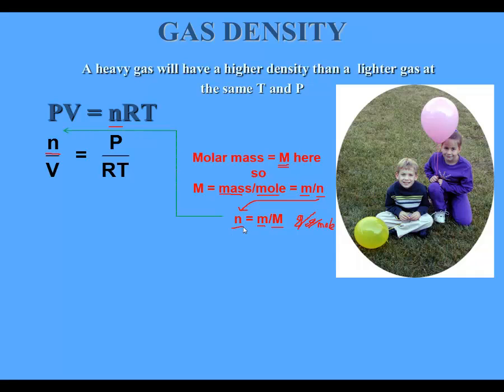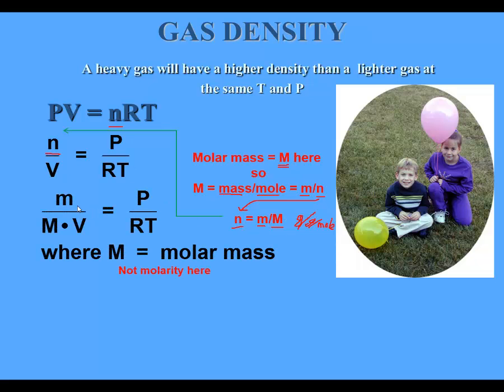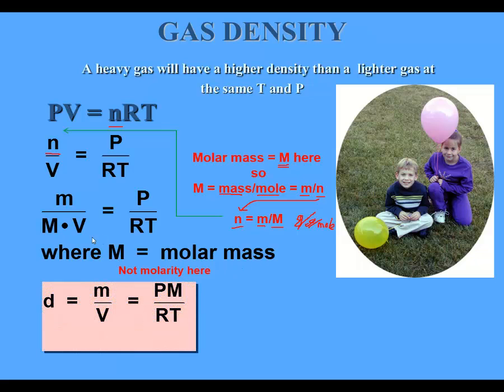So I'm going to substitute my mass over molar mass into my equation for n. Now I end up with my mass over my molar mass divided by my volume is equal to pressure times my gas law constant divided by my temperature. So remember, capital M is molar mass, not molarity here. I multiplied both sides by my molar mass. If I do so, I end up with mass over volume. That's my density. So my density is equal to the mass over volume, which will be equal to the pressure of the gas times the molar mass of the gas over my gas law constant times my temperature. Now you should either memorize this equation or be able to derive it the way I showed you here on this slide.